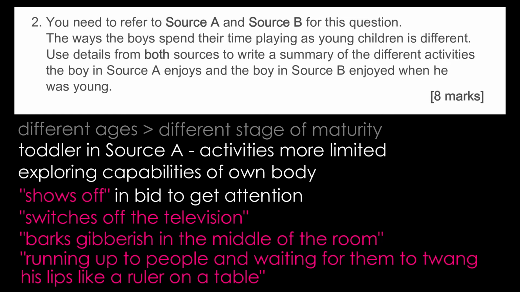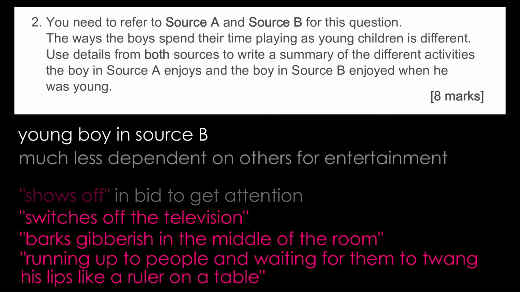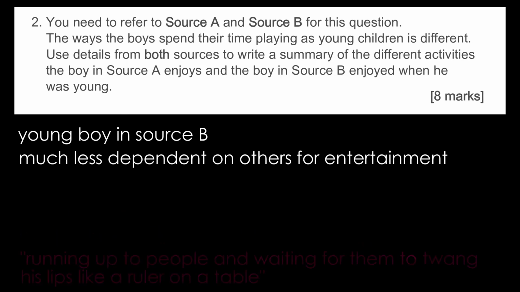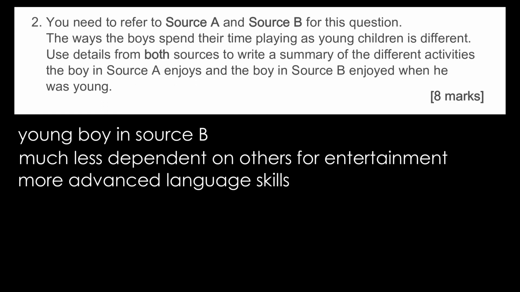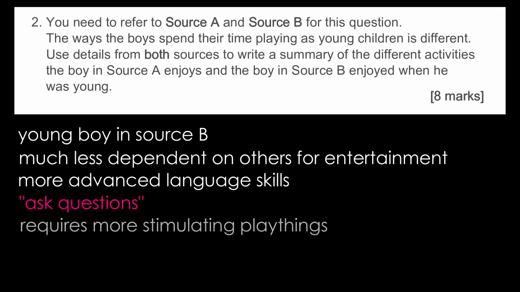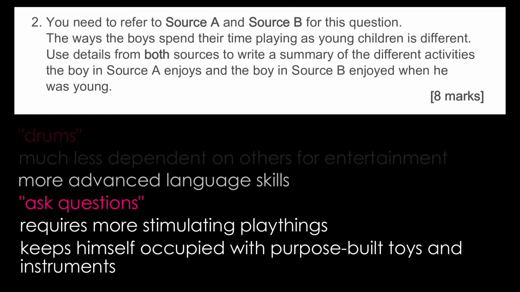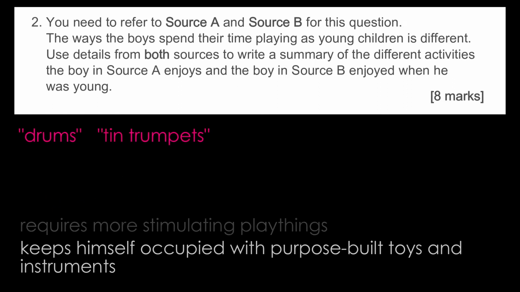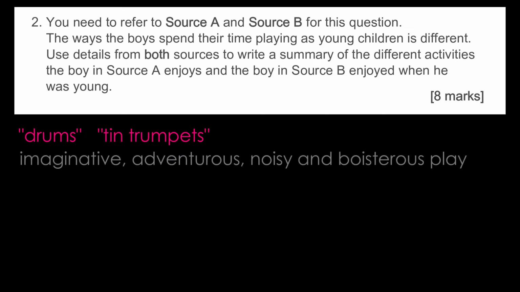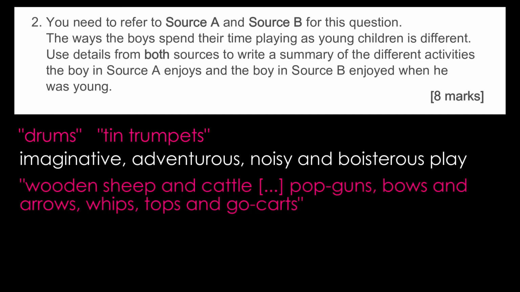Due to his more advanced age, the young boy in source B is much less dependent on others for his entertainment. He still seeks attention, but his more advanced language skills than those of the toddler allow him to ask questions instead of just making unintelligible noises. He also requires things to play with which are much more stimulating and is able to keep himself occupied with purpose-built toys and musical instruments, such as drums and tin trumpets. He clearly has lots of different toys with which to engage in imaginative and adventurous, if noisy and boisterous play, such as wooden sheep and cattle, pop guns, bows and arrows, whips, tops and go-karts, as well as materials such as paper and paints with which to do crafts.